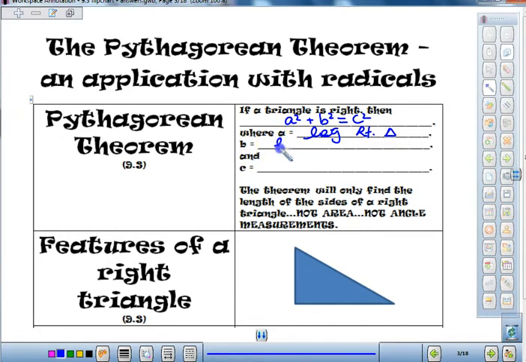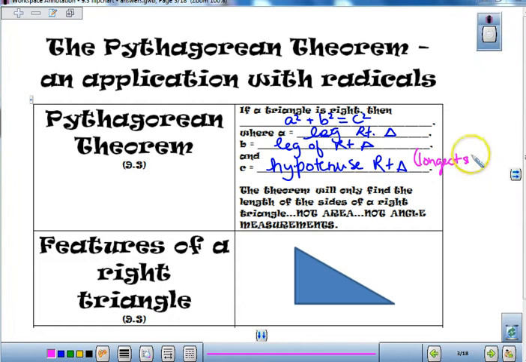B will equal another leg of our right triangle. And C will be what's called the hypotenuse. So the hypotenuse of a right triangle. Now let me talk about the hypotenuse. This is actually the longest side in a right triangle. It's always going to be our longest side.